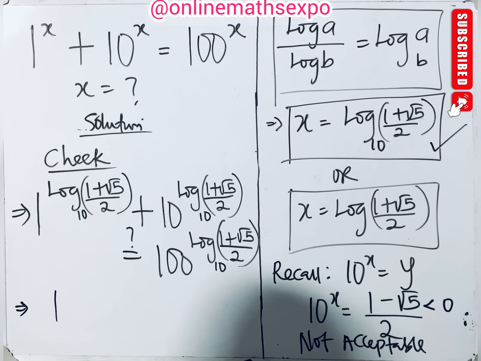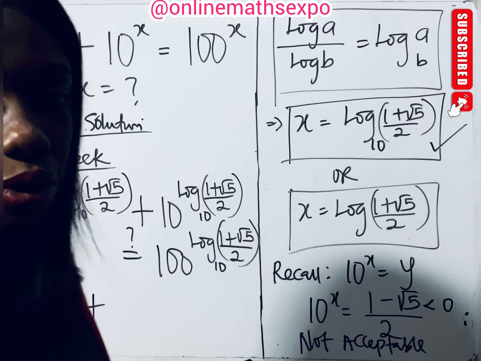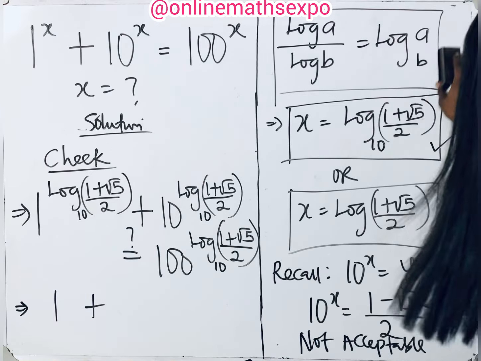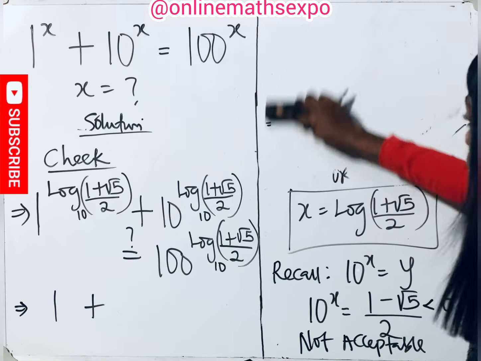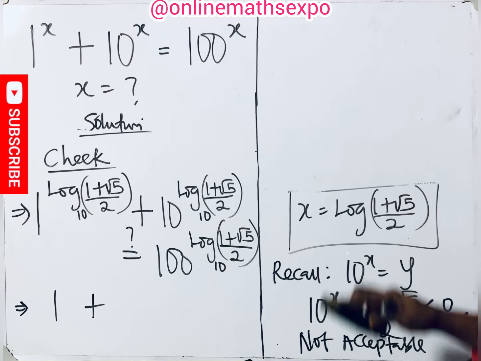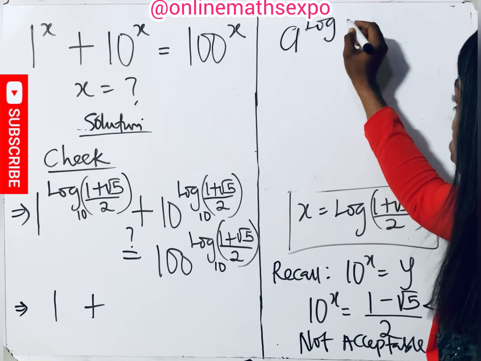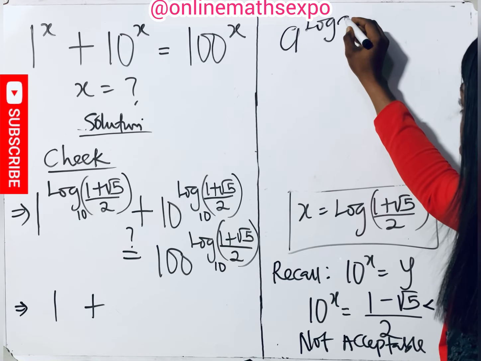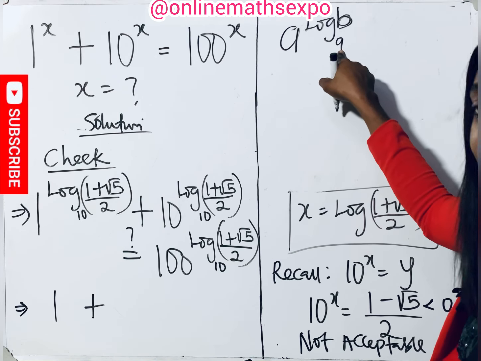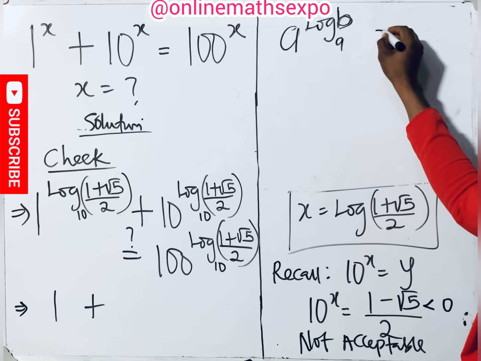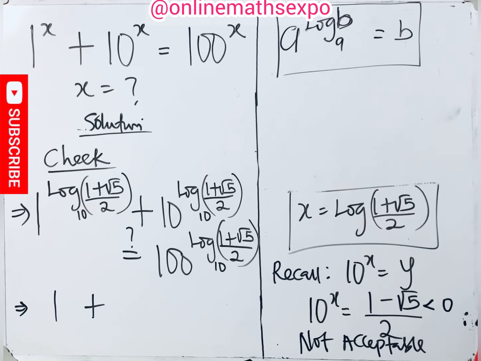I hope you are seeing it. Then plus, how do we simplify this? Let me remind you of a rule that will guide us. And what does the rule say? The rule says that if we have a raised to the power of log of, let's say, log of b base a, provided that the base of the log and the general base are the same, your answer gives you b. Okay, this is the rule of logarithm that will help us.